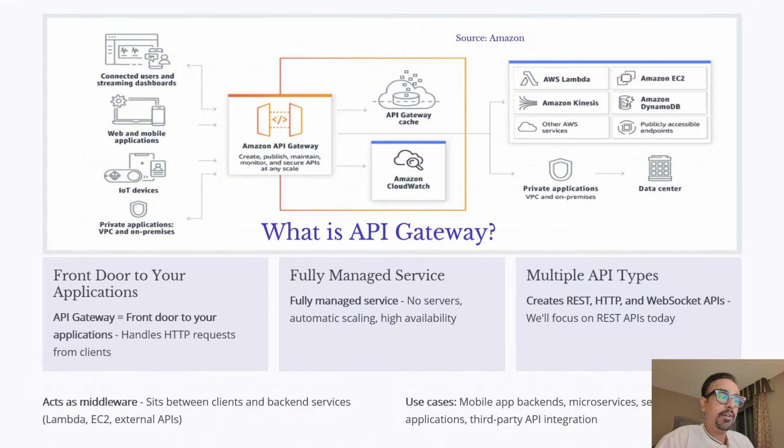API Gateway lets you create different types of APIs. One is REST APIs, second is HTTP APIs, and third is WebSocket APIs. In this tutorial, we will focus on REST APIs, which are the most commonly used type. You can think of it as a middleware. It sits between your client and the backend services like AWS Lambda. So this is your middleware, sitting between your client and your backend service.